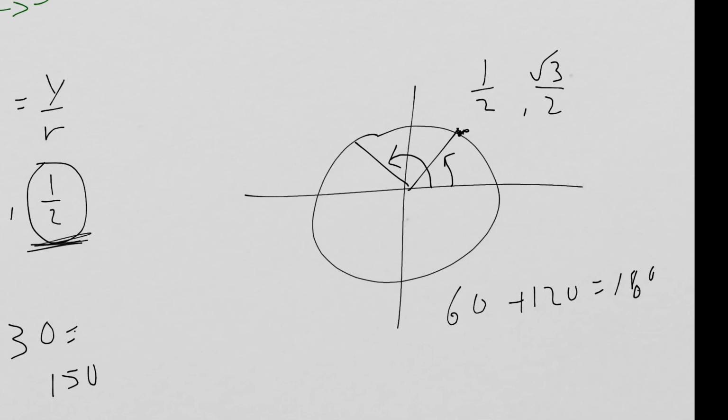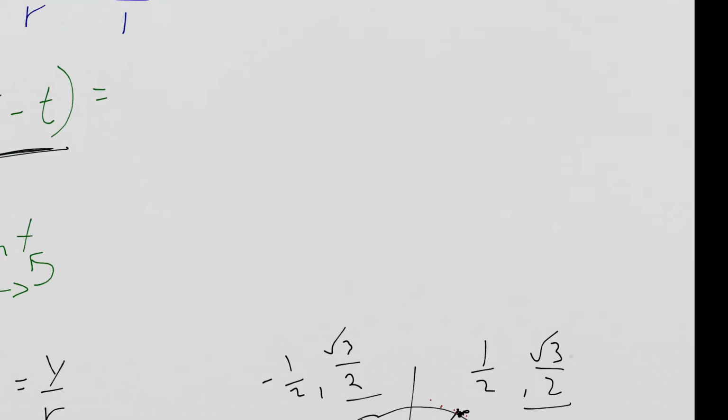How are their points related? Well, this point is negative 1/2, square root of 3 over 2. Okay, again, the y value is the same. They both happen to be 60 degrees from the x-axis. So what I'm getting at here is I could pick any angle in here. Its supplement is going to be directly across.